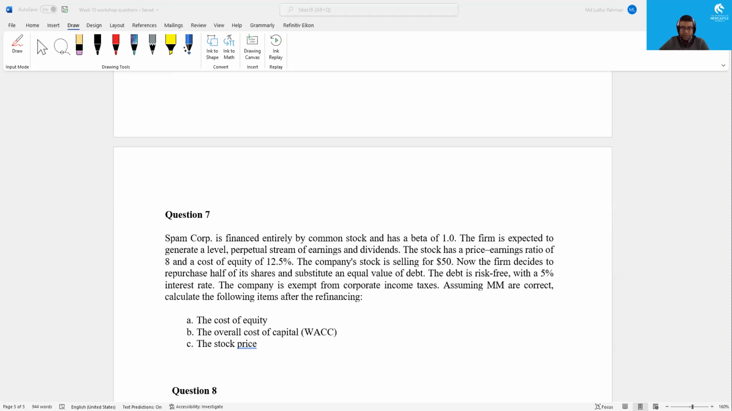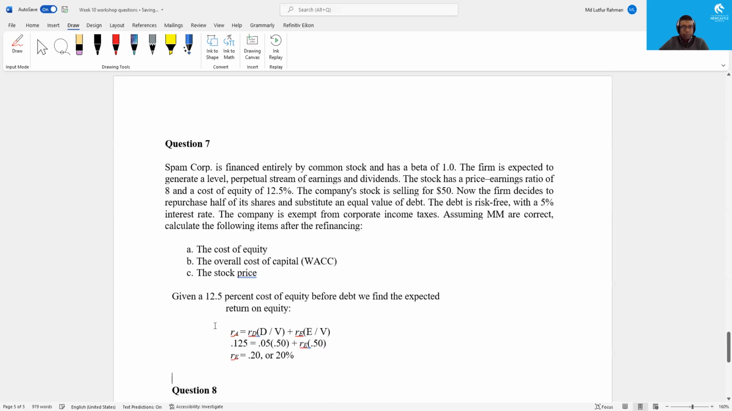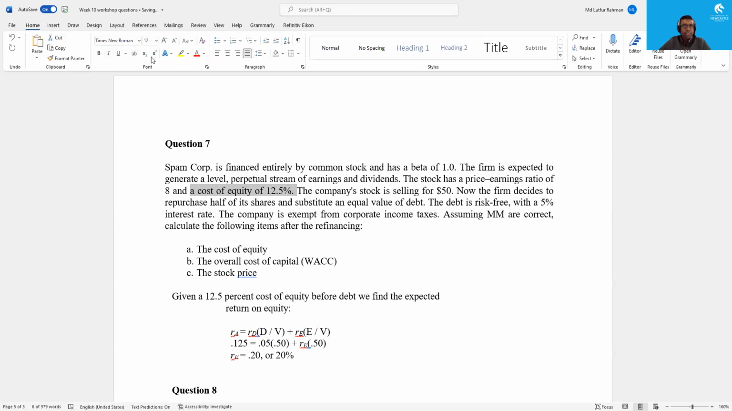Now look at this. So cost of equity is 12.5%. Am I right? So that is our previous cost of equity. Now, as we have learned, as the company uses more debt, the cost of debt will go up, and so will the cost of equity, right? Total return of the company should remain the same. Am I right? So total return of the company previously was equal to cost of equity, which is 12.5%.